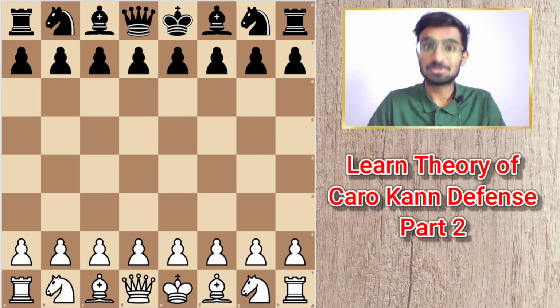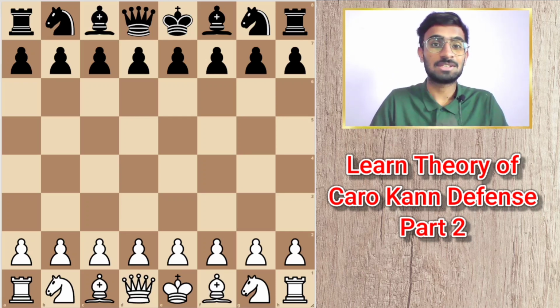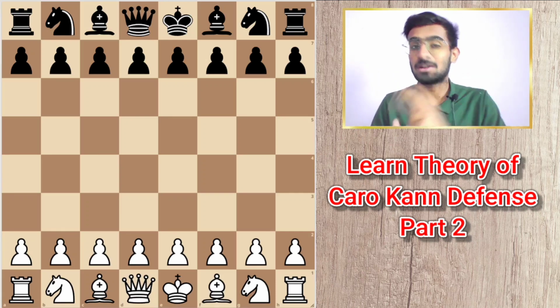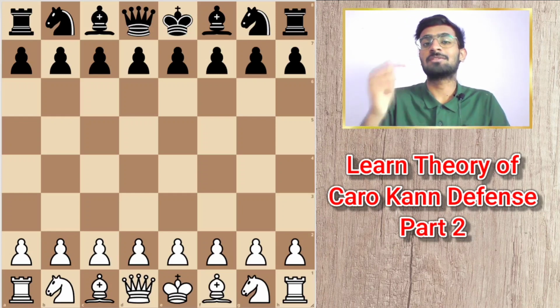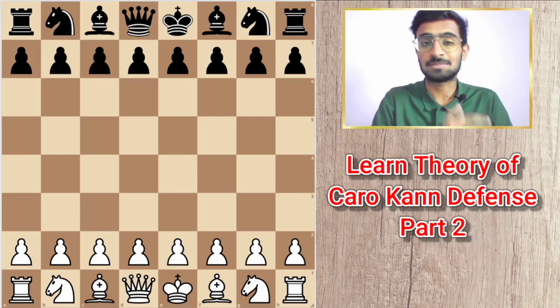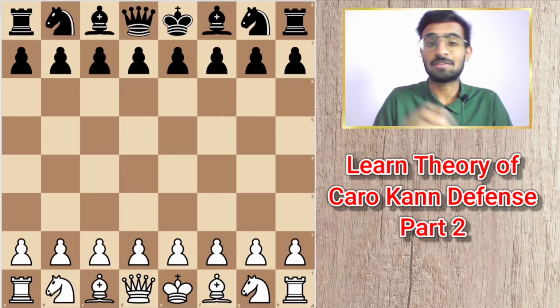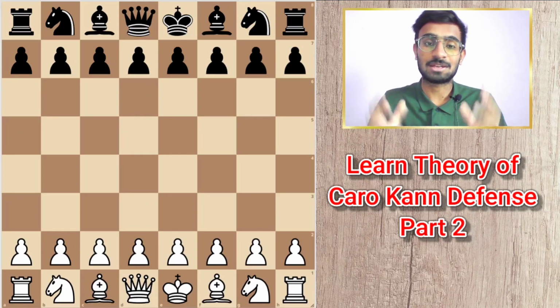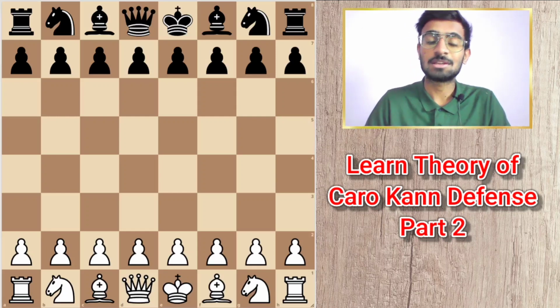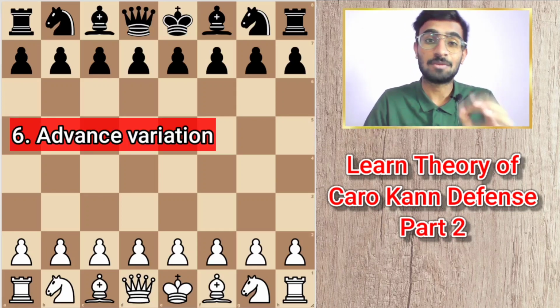Hello everyone, so this is the 13th video of the series Chess Opening Theories and part 2 of Caro-Kann Defense. The first part link is in the description, so please check it out. I have explained 5 variations in that. In this video also I will tell you about 5 more variations. So let's start with the 6th variation. The name of this variation is the advanced variation.